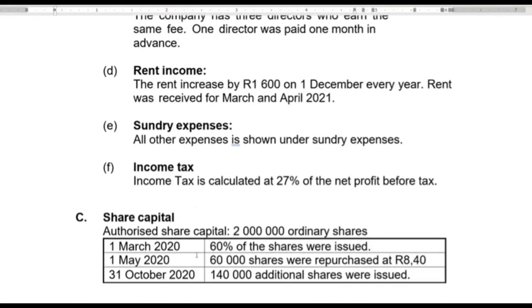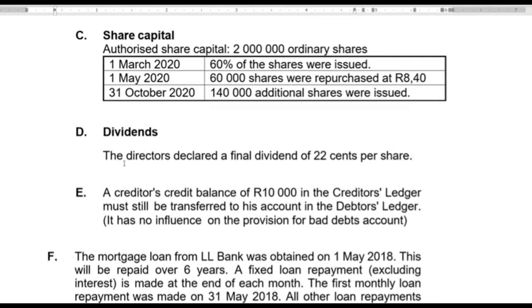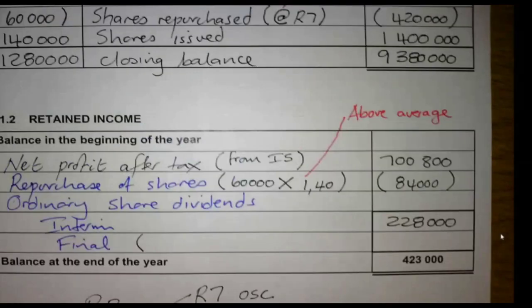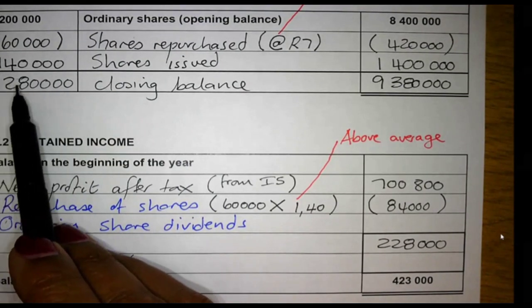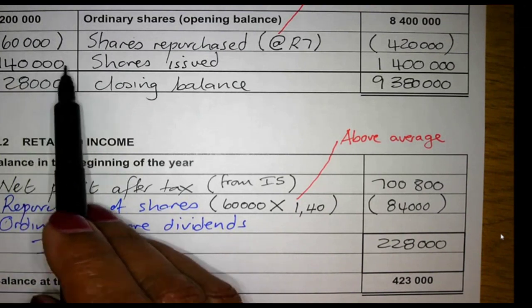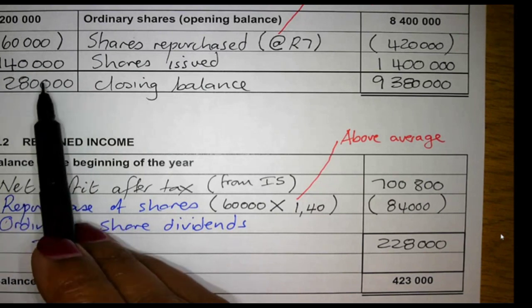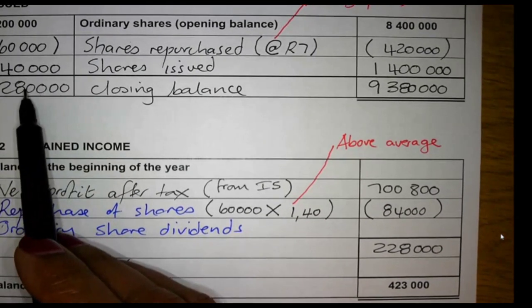And then finally, it says the directors declared a final dividend of 22 cents per share. Now remember, the final dividend is at the very end of the year in February. And if you sold these shares in May, and you issued extra shares in October, then the number of shares that you use for your final dividend is your closing balance. Because at the end of the year, I had 1,280,000 rands worth of shares.